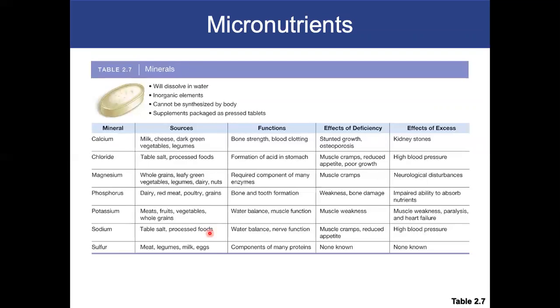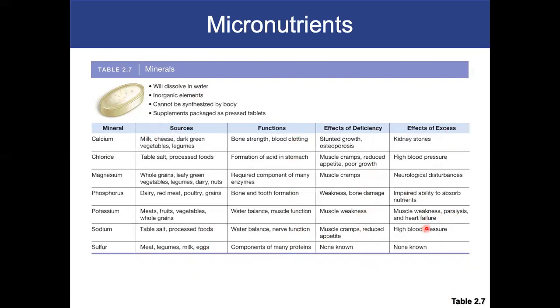Here are your minerals, guys. Where do we get them from? Functions: bone strength, blood clotting, acid in the stomach, required component of enzymes, bone and tooth formation, water balance, muscle function, nerve function, components of many proteins. Okay, what if we don't have enough of them? What if we have excess of them?